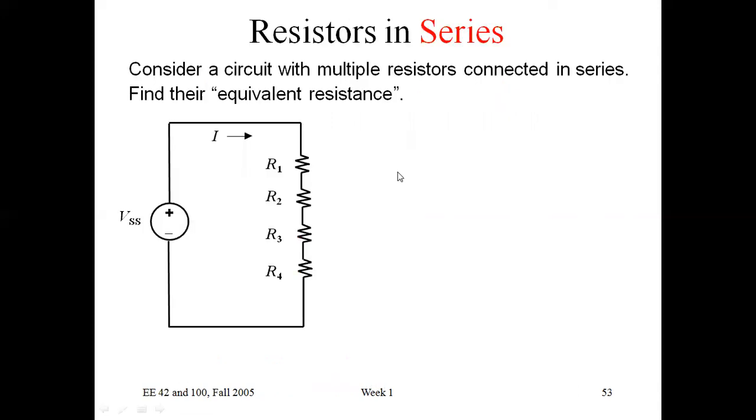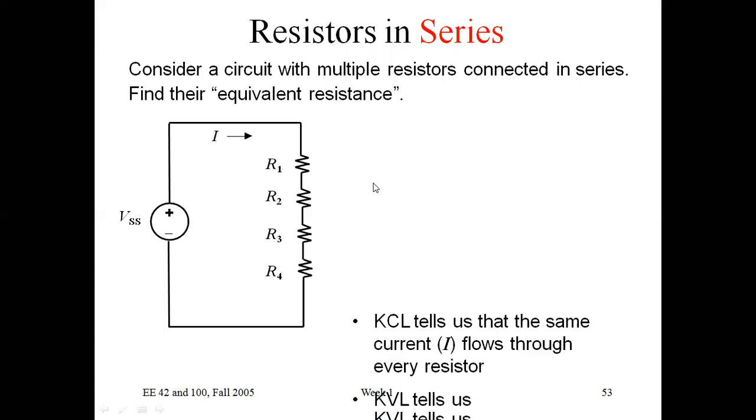So your resistors are in series. These R1, R2, R3, and R4, these four resistors are in series. Consider a circuit with multiple resistors connected in series and find their equivalent resistance. The equivalent resistance you can find as R1 plus R2 plus R3 plus R4. Whenever resistances are in series, the voltage drop across each resistance is different, but the current flowing through each resistor is the same.